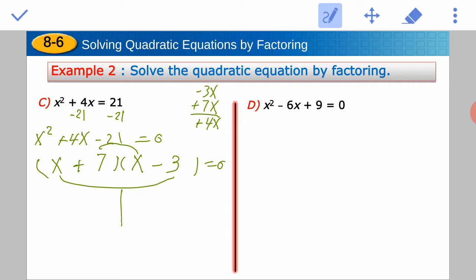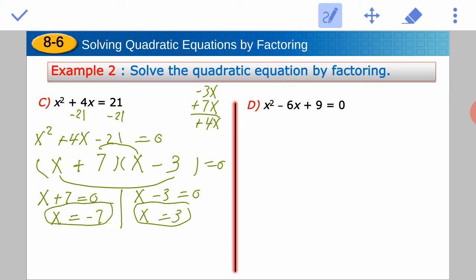Now you split your page and you apply the zero product property. Either the binomial x plus 7 is equal to 0 or the binomial x minus 3 is equal to 0. If you solve this one, x is going to be negative 7, and if you solve the other one, x is going to be 3. So guys, there are two solutions this time. So the solutions are negative 7 and 3.